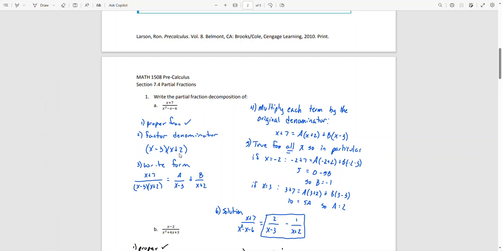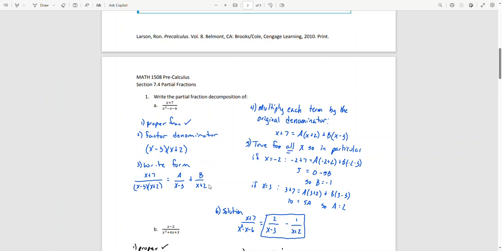Once we have the denominator factored, I'm going to write the form. And the form is what we talked about in this little blue box up here. These are linear factors. So this rational expression given to us, (x plus 7) over (x minus 3)(x plus 2), is equal to a constant over the x minus 3 plus another constant over the x plus 2. X minus 3 happens once, so we'll have one fraction. X plus 2 happens once, so we'll have one fraction. A generic constant, we're going to find this A value, and we're going to find this B value.